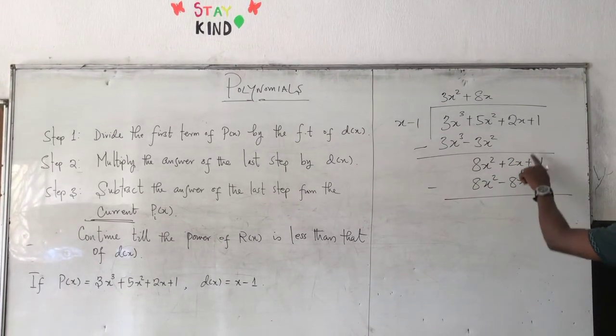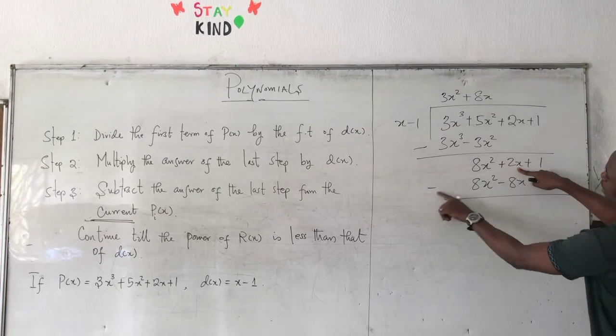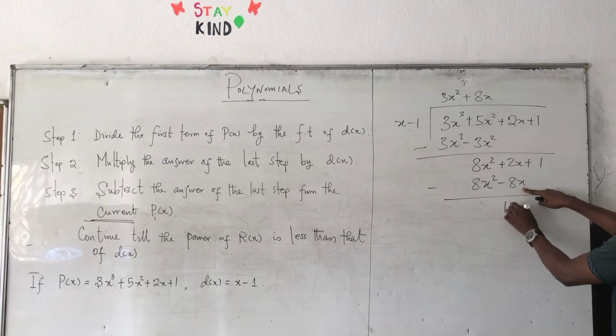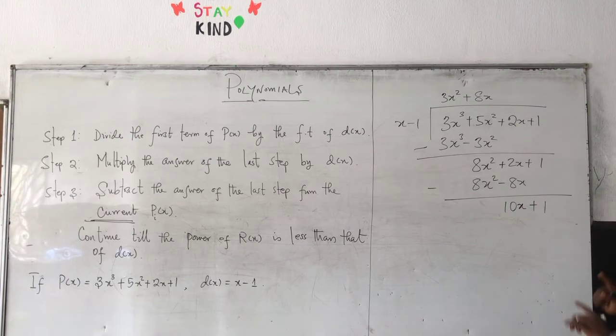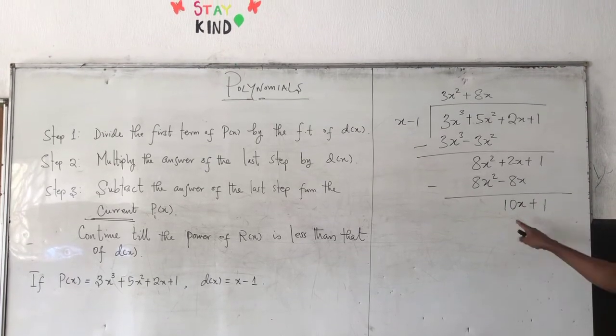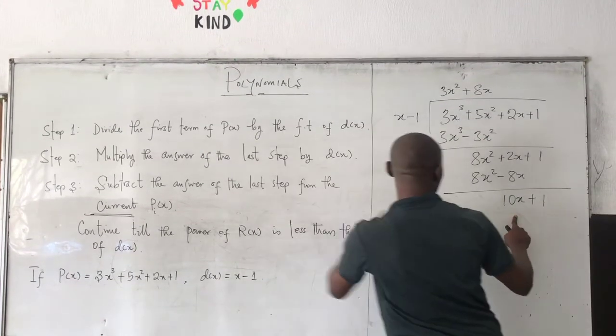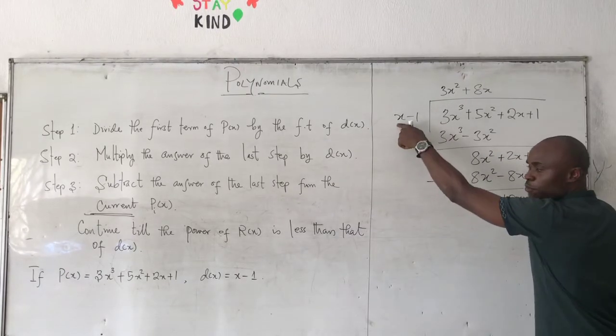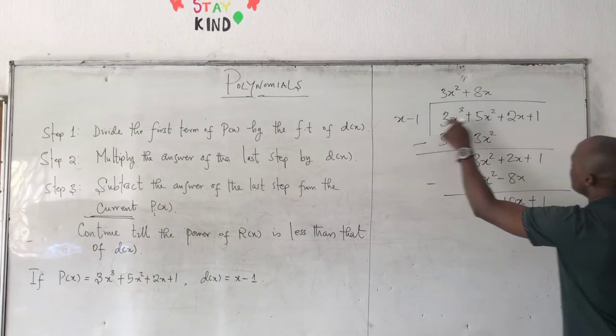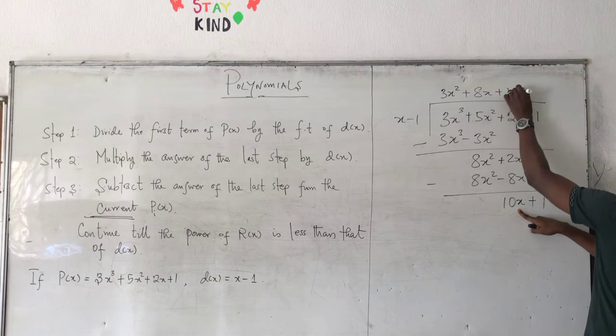This is going to give us 0, and this is going to give us 2x minus 8x, and that is 10x plus 1. We are done. Again, we start afresh. The first thing again: divide the first term here by the first term of this. That is going to give us obviously 10.